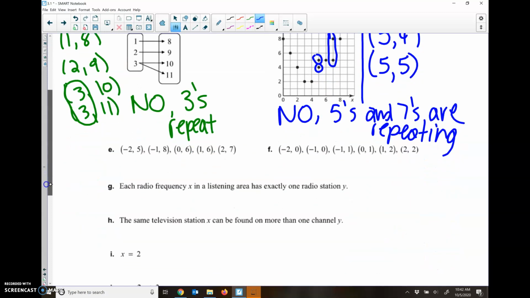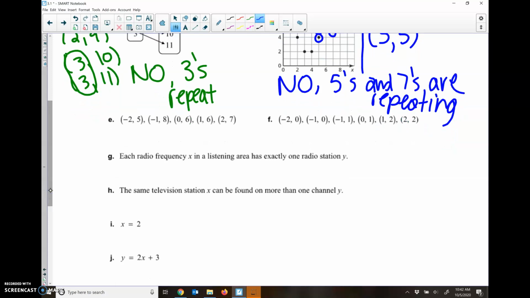All right, and then E and F. These are ones that are ordered pairs. Same thing, we're just going to be looking at the x's there. So I've got -2, -1, 0, 1, 2. It looks like all those are different. So yes, this is a function. Nothing repeats.